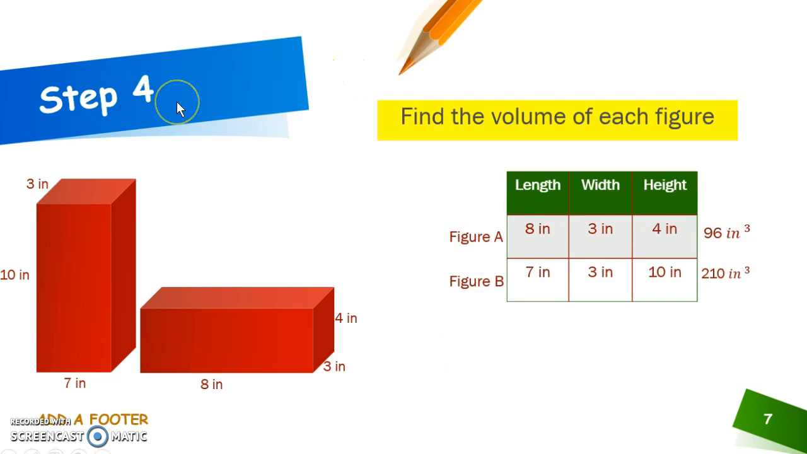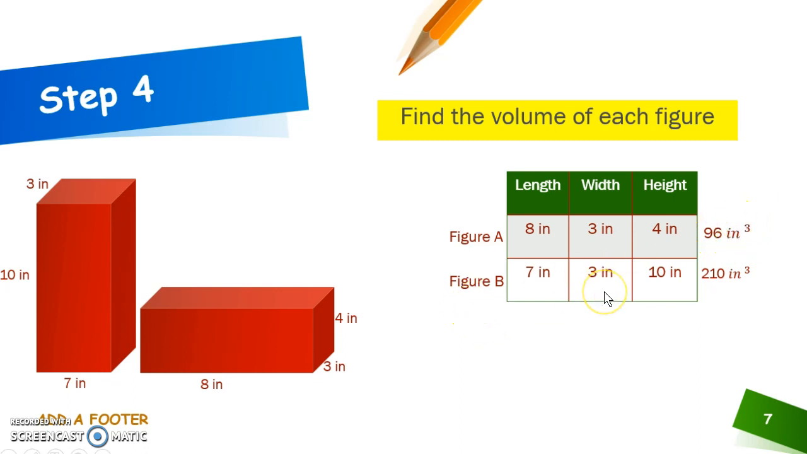Step 4, I find the volume of each figure. So we know to find the volume, we have to have those 3 numbers. We need a length, a width, and a height. And the operation that we use to find the volume is multiplication. So I would say 8 times 3 is 24. And then 24 times 4 gives me 96. And I know that my volume has to be measured in cubic units. So I always attach my cubic units here. So it's 96 inches cubed.